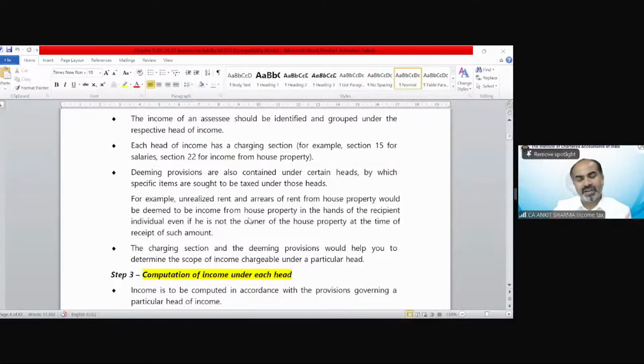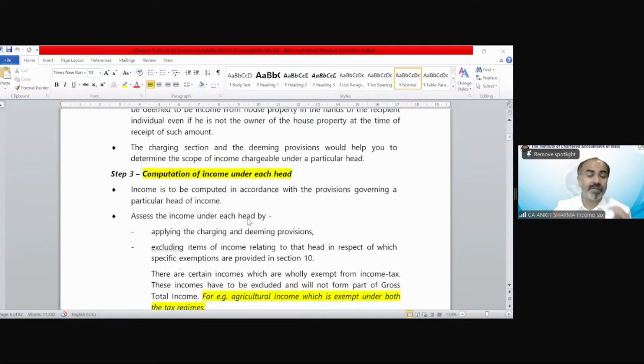We have to follow certain provisions under these heads of income, and then step number 3 talks about computation of income under each head. After classification of income, we have sorted which income needs to be shown as salary income, which as business income, etc. After we have classified it, we have to calculate income as per the provisions, as per the respective deductions in those chapters, as per respective exemptions. As in capital gain, there is section 54 exemption, etc.